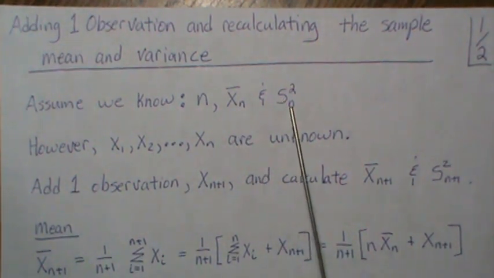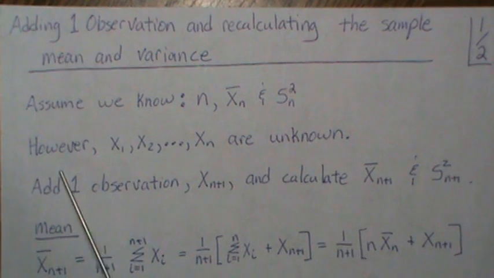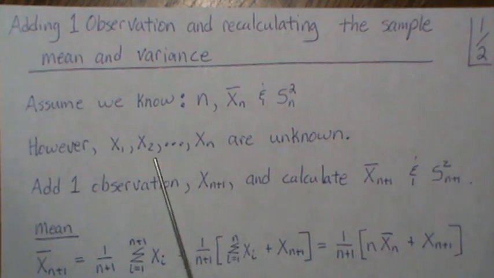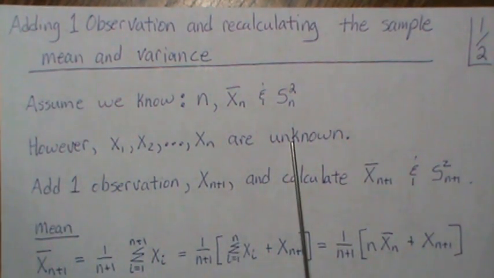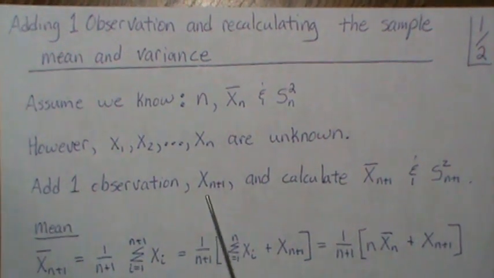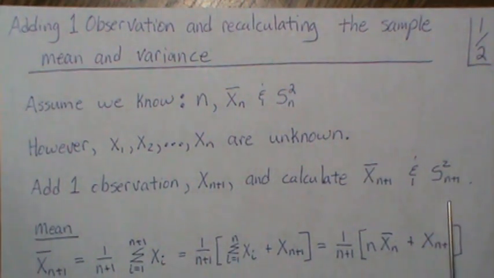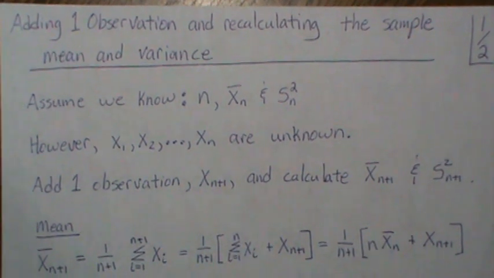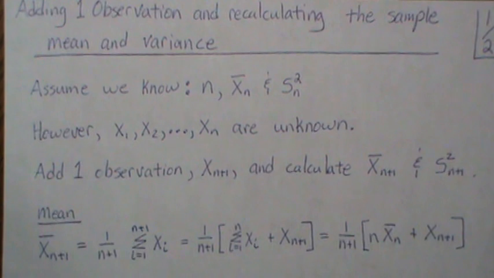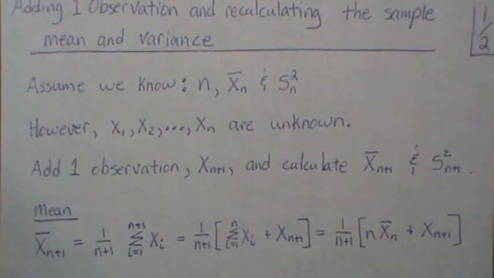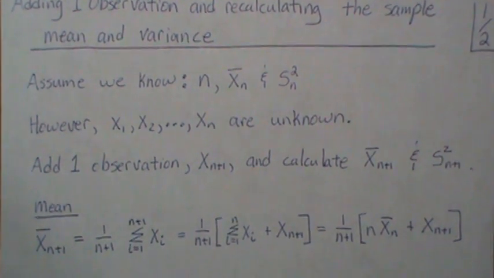Okay, but in this video we're going to assume that we know n, the sample mean of sample n, and the sample variance of sample n. However, we don't know the actual observations. We want to add one observation, call it x of n plus 1, and then calculate the mean and the sample variance for our new sample based on n plus 1 observations. And to me, this is kind of a fun little trivia note that may turn out useful.